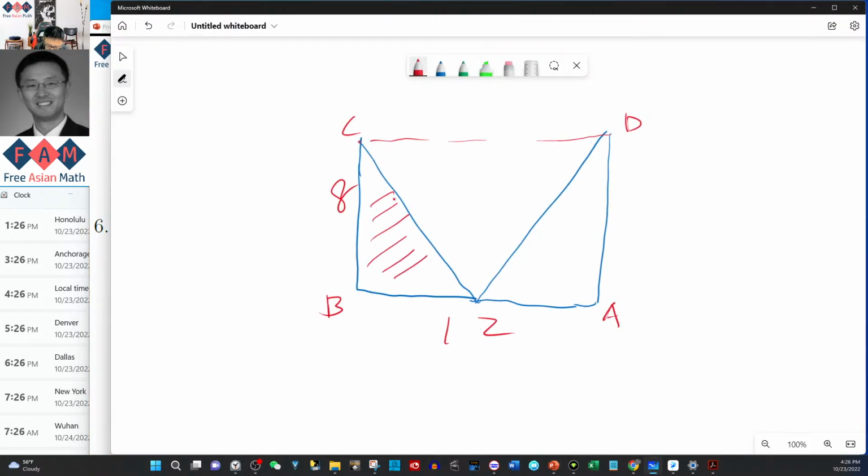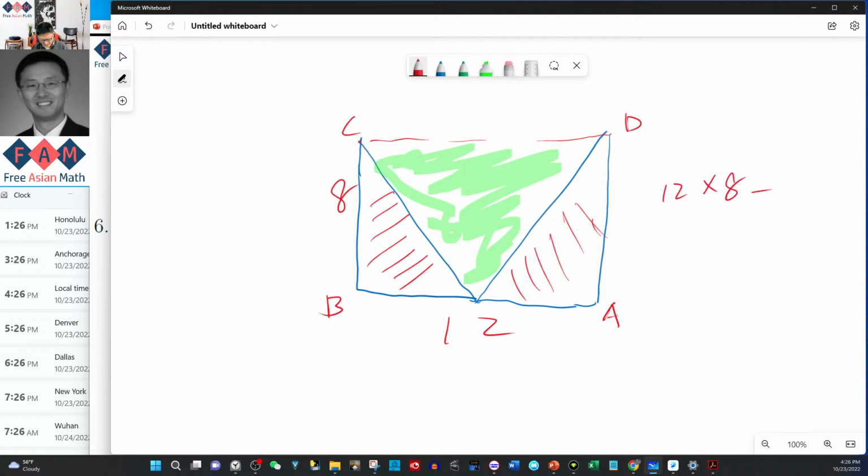When you do what is shaded, it's much quicker to do this triangle first and then subtract it from the total area, which is a rectangle. You already know the base and the height. So this is 12 times 8 minus 1/2 of itself. Why? Because this is a triangle that has the same base and same height, so it's 1/2 of the rectangle. So the shaded area is just 1/2 of the rectangle. If you are really solid in basic geometry, you can solve this in 30 seconds.